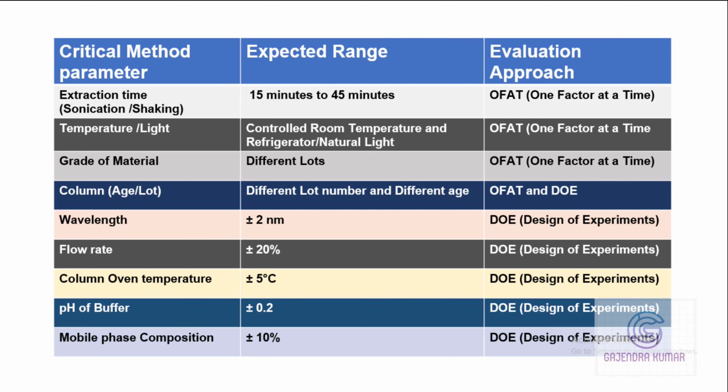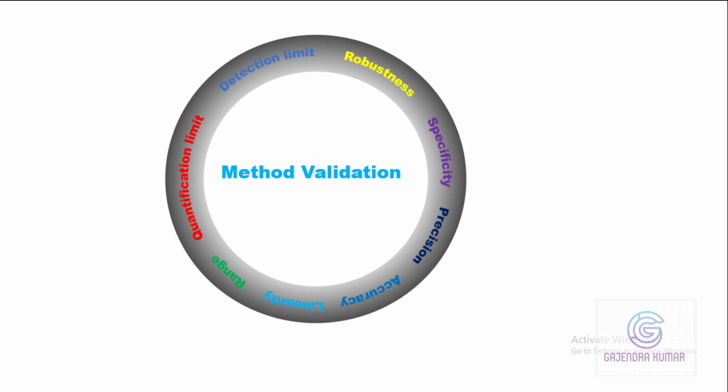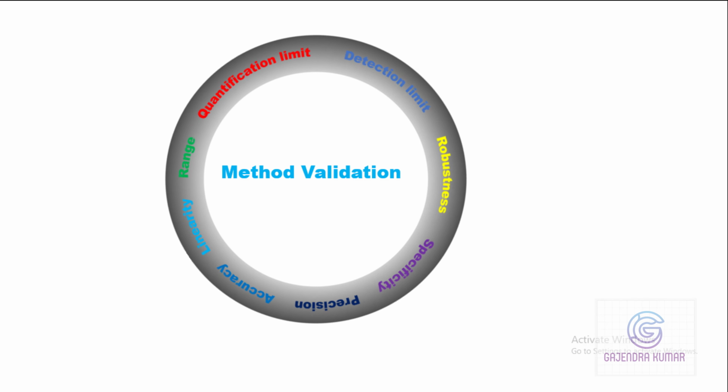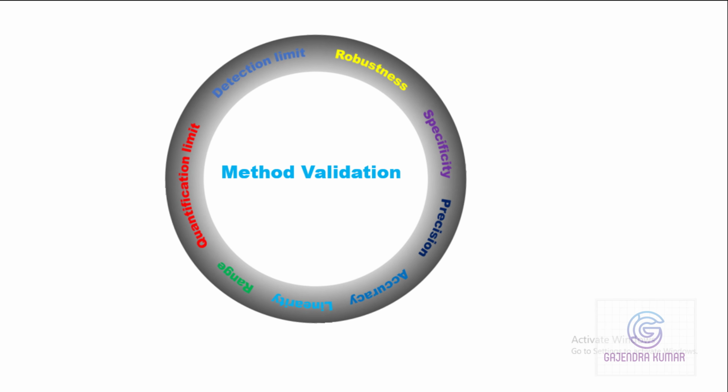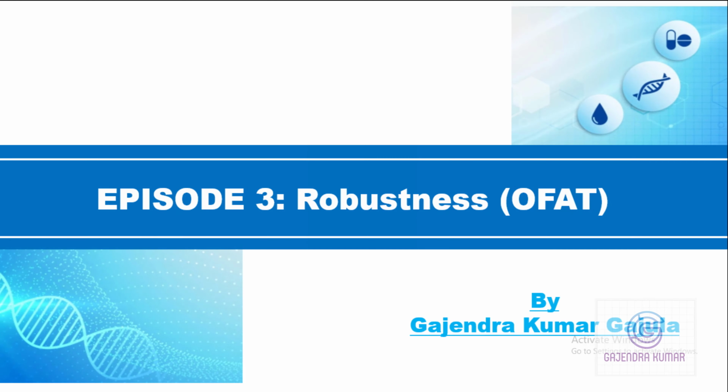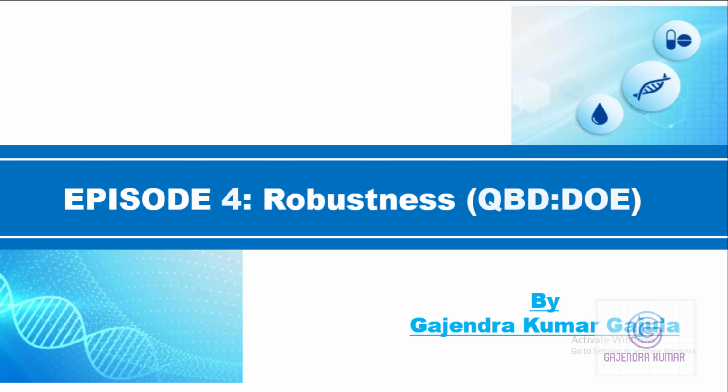So this is the procedure to identify the critical method parameters. Now that you have identified the critical method parameters, next you need to perform the experiments through DOE or OFAT and provide the control strategies in the analytical method. So as explained, the next episode will be on robustness. In that episode, we will discuss the one factor at a time approach, followed by robustness through DOE.